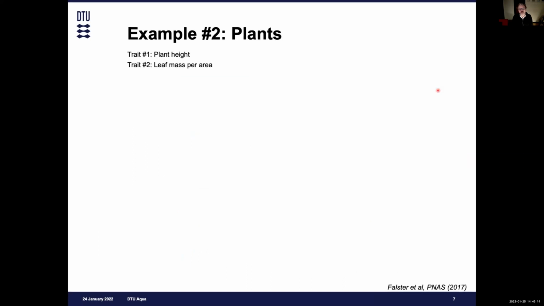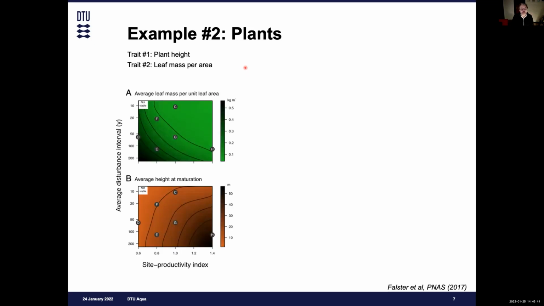I want to take an example here from plant ecology because it's actually one of my favorites, and one I'm striving towards achieving also with the work I do. It's work by Daniel Forster. He had two traits here. He used plant height as the main trait, and the other one was the leaf mass per area, which is a central trait in resource harvesting for plants. I am not going into the details, just what came out of it.